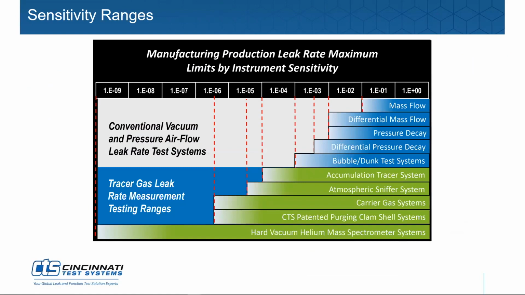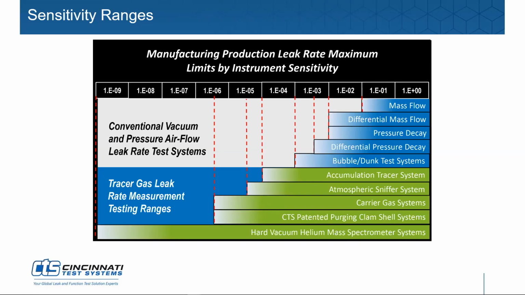Since we're talking about different technologies and sensitivities, this is a great chart to identify the difference between the sensitivities of each of the technologies compared to each other. This is a cc per second measurement because we're comparing trace gas to pressure technologies. Mass flow testing sensitivity gets down into the 1 times 10 to the minus 1 cc per second leak rate, and you can correlate that back by multiplying these by 60 to get into the cc per minute range. Differential mass flow gets you 1 times 10 to the minus 2 cc per second. Pressure decay is about the same. Differential pressure decay gets you down in the 1 times 10 to the minus 3.